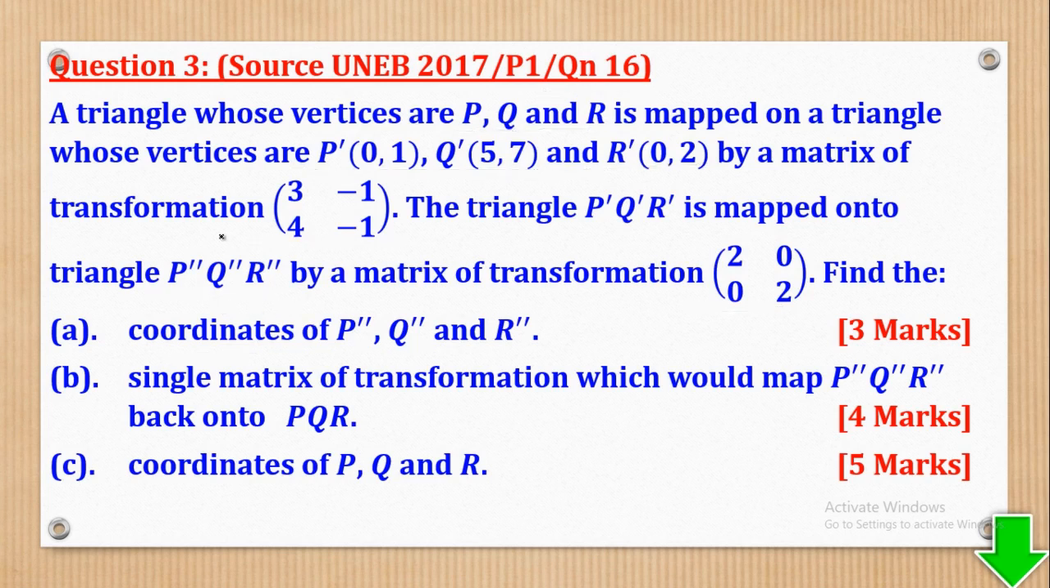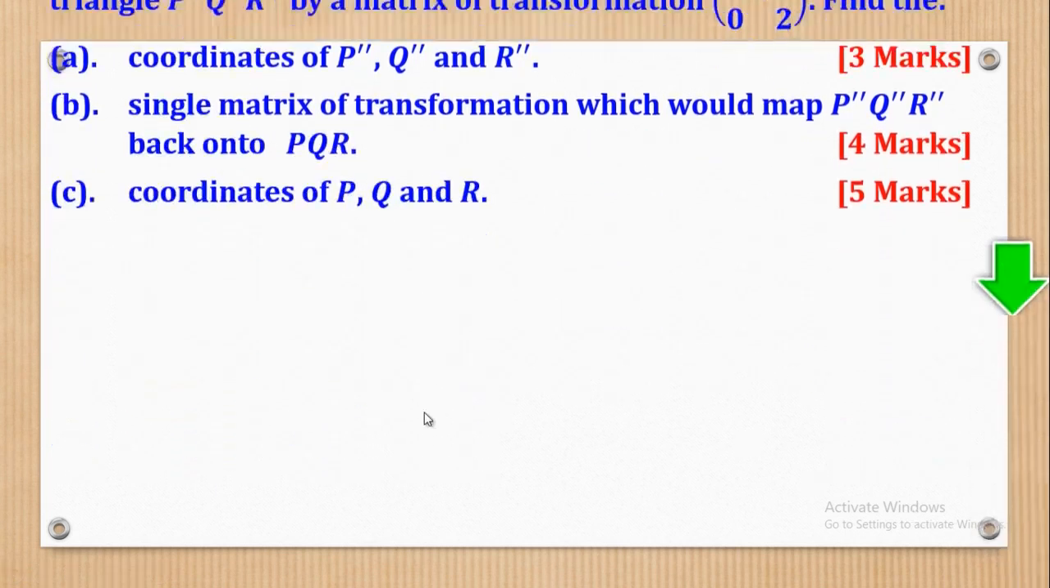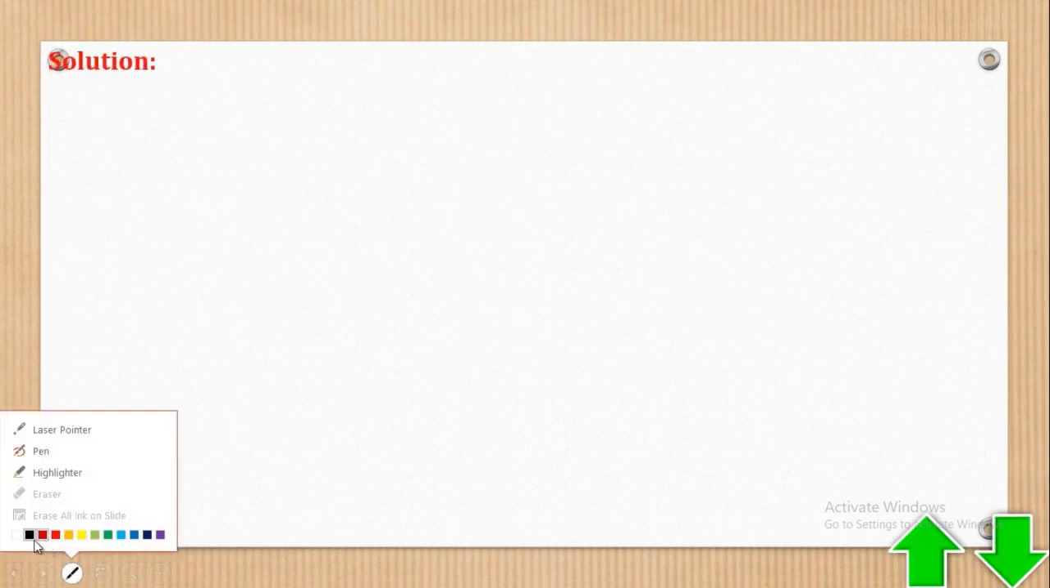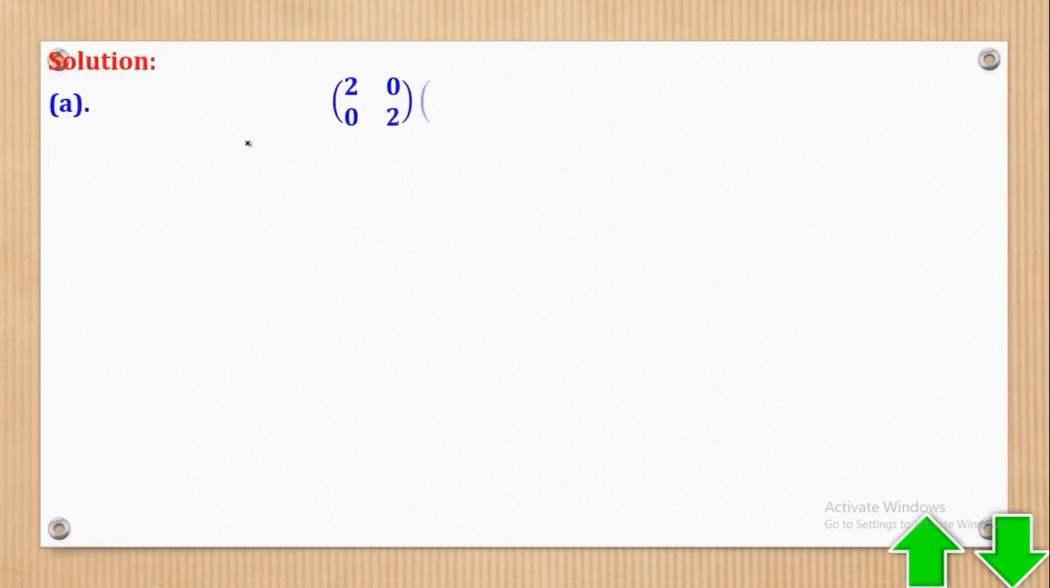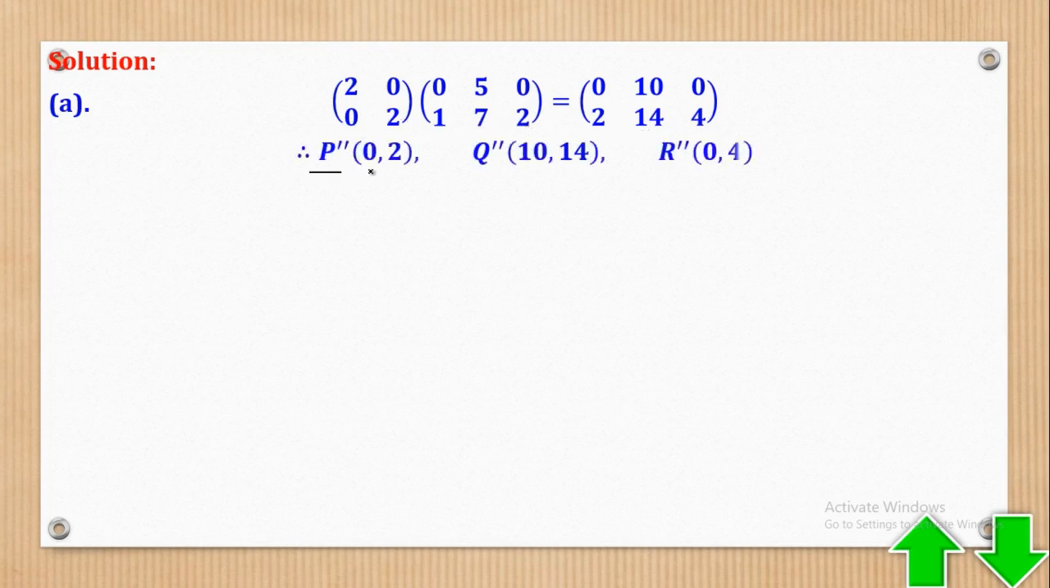So here the good thing is we know this image. Now this image will act as the object for this transformation. Therefore, we can use this as the object and this as the transformation to get the image, which they want in part A. So let's first do that in the next slide. So this is the matrix and this is the object now, so we come up with this when you multiply. Therefore, the coordinates are these ones: P double prime, Q double prime, and R double prime.